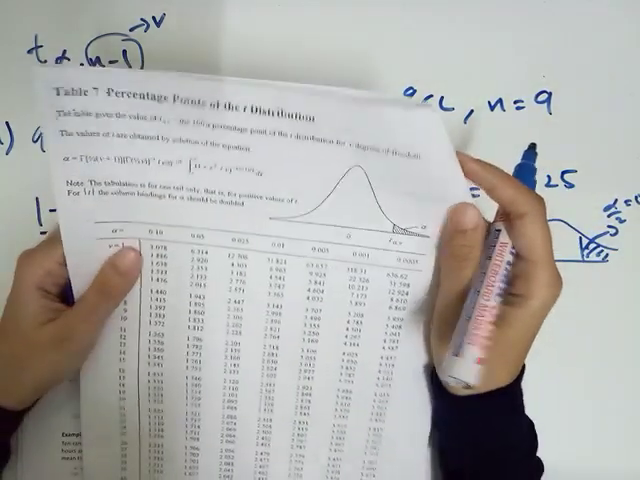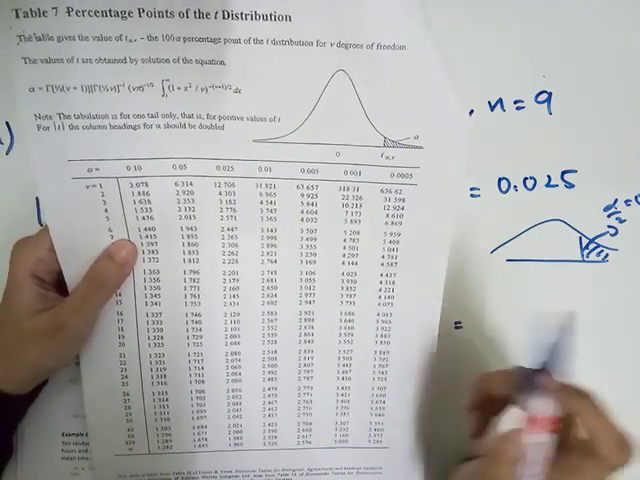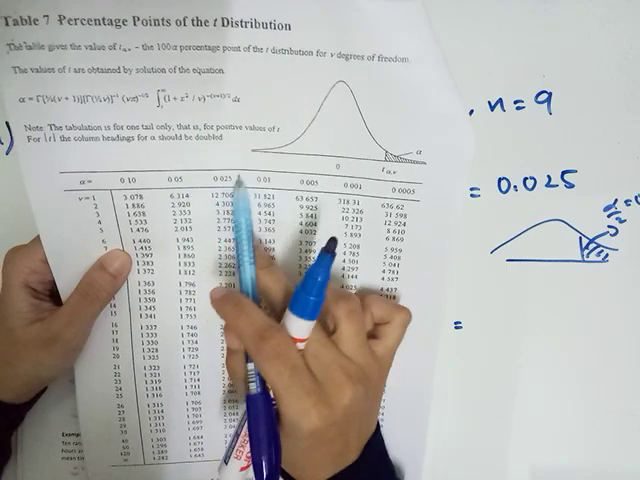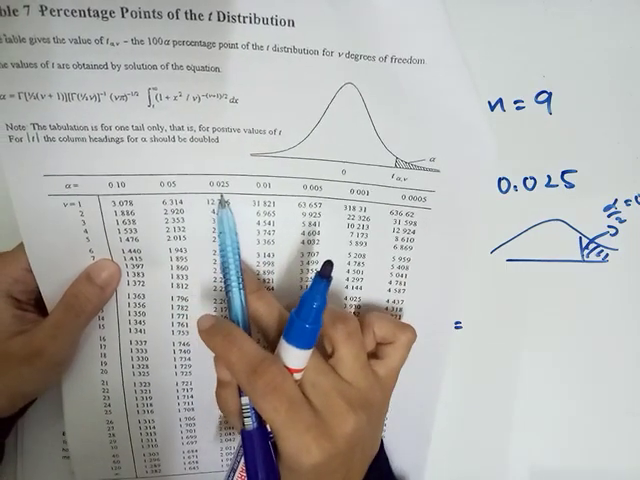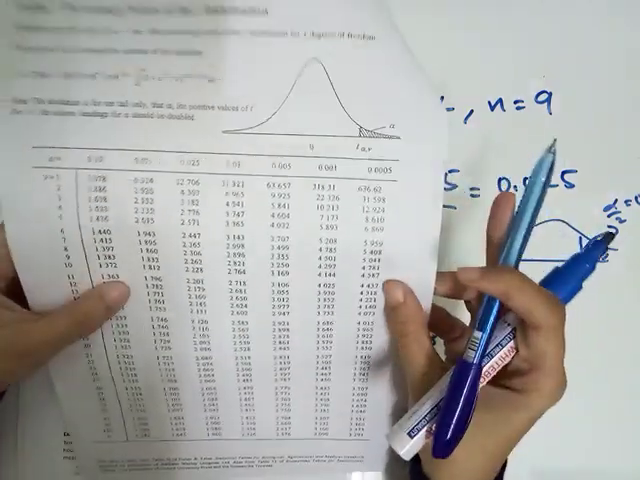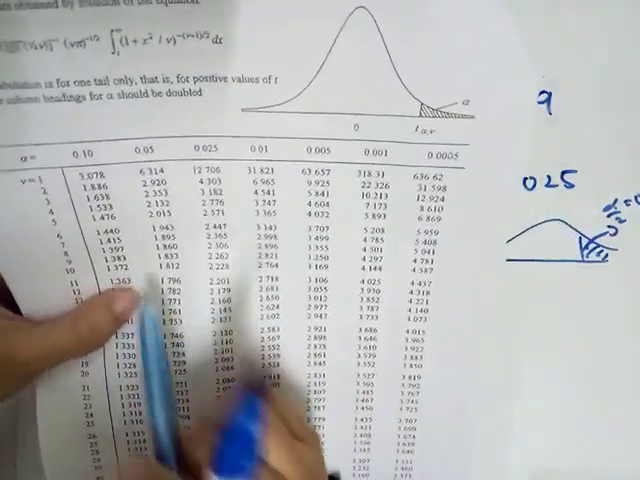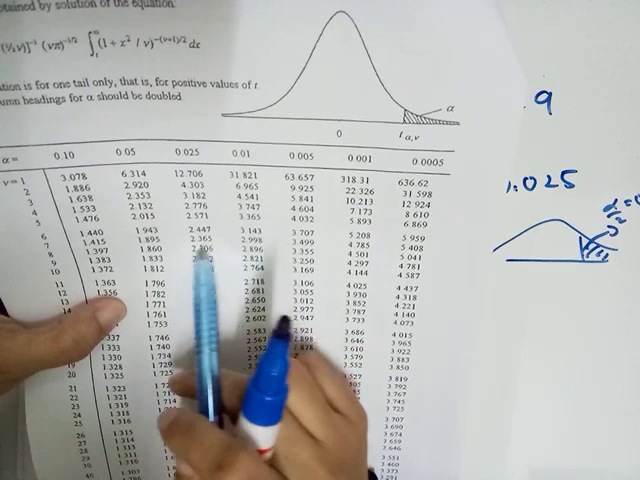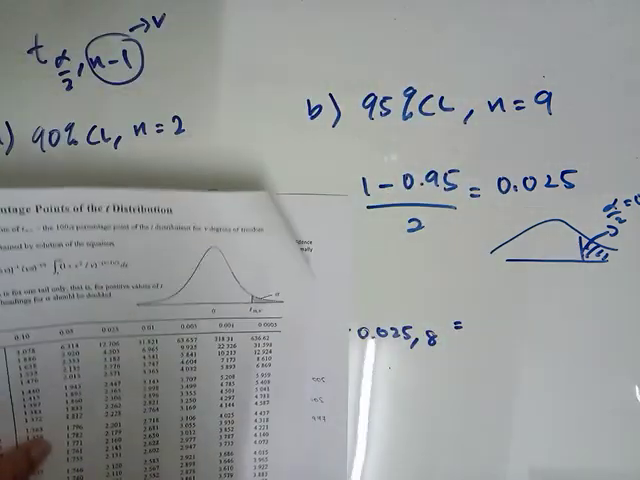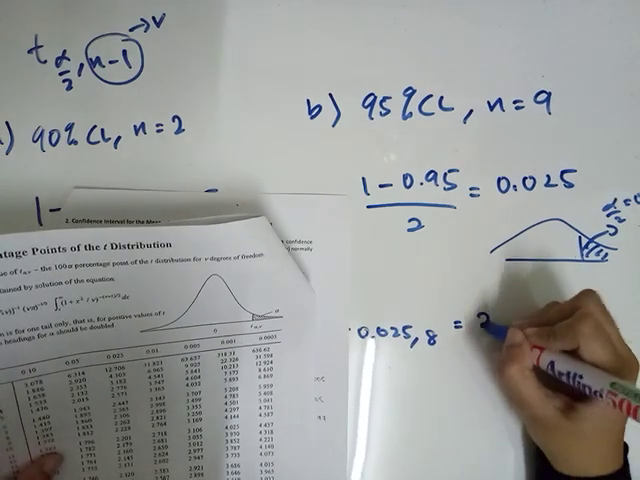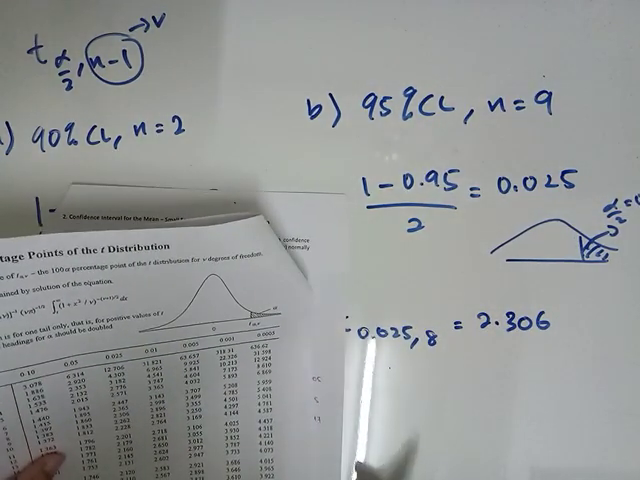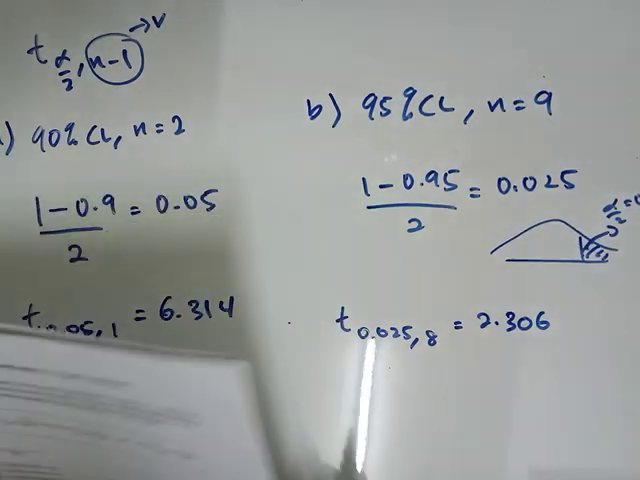Okay, use the T distribution table. When alpha is 0.025, this one, the top column, and then v is 8, the left column. Okay, you look it up and you will get 2.306. That is the T value. Now you found how to find the T value?